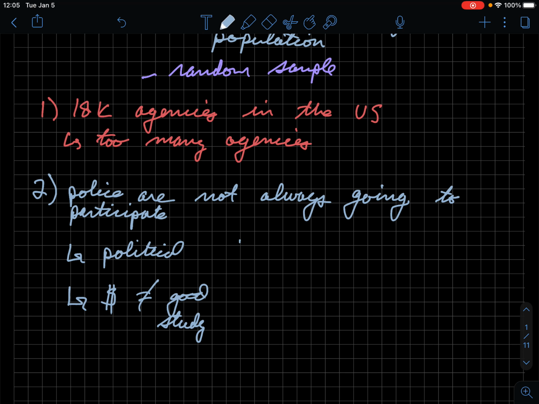Another part that is probably unique is that when we study American police, U.S. police, there is no centralized body. And because we have 18,000 different agencies, it's highly fragmented.